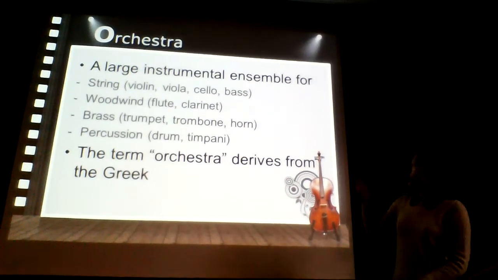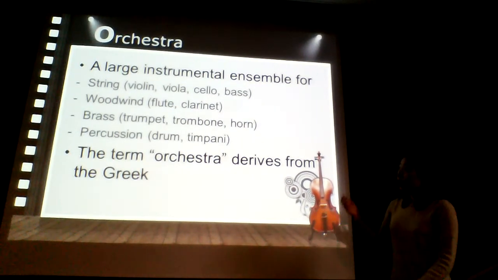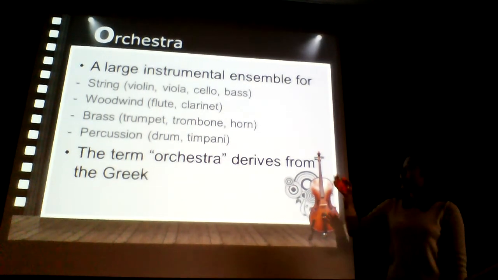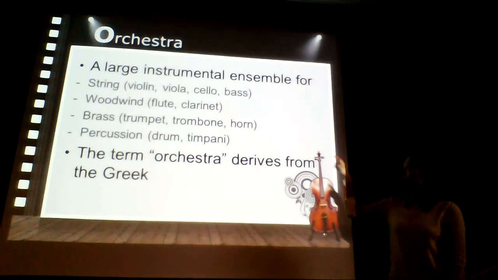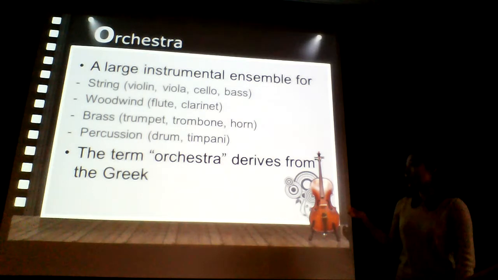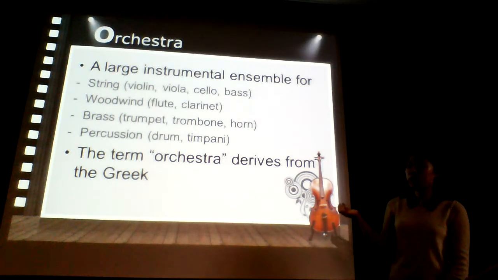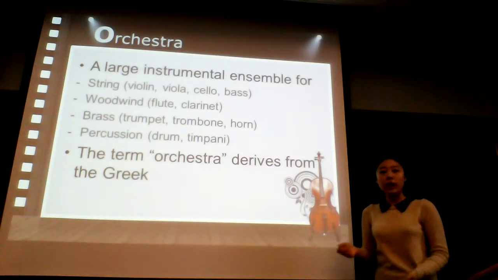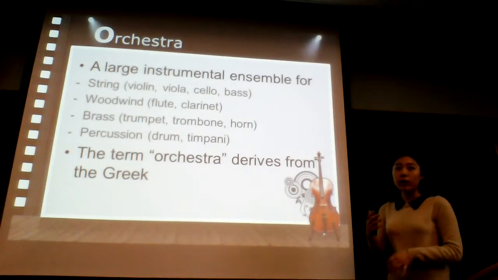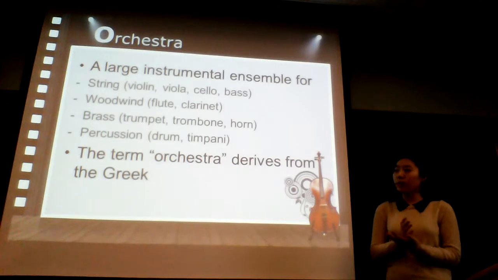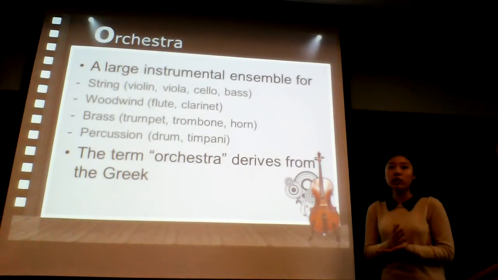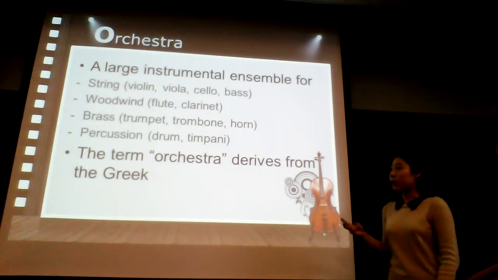Orchestra is a large instrumental ensemble that includes strings: violin, viola, cello, and bass; woodwind: flute and clarinet; brass: trumpet, trombone, and horn; and percussion instruments, which include drum and timpani. The term orchestra derives from the Greek, the name for the area in front of an ancient Greek stage reserved for the Greek chorus. The orchestra developed throughout the 18th and 19th centuries, but changed very little in composition during the 20th century.